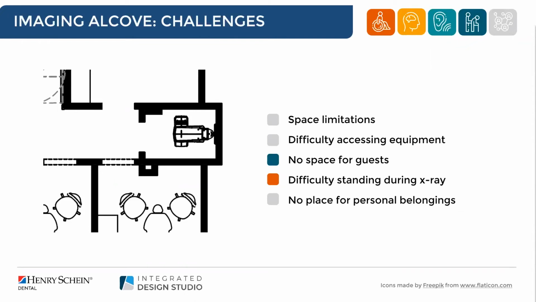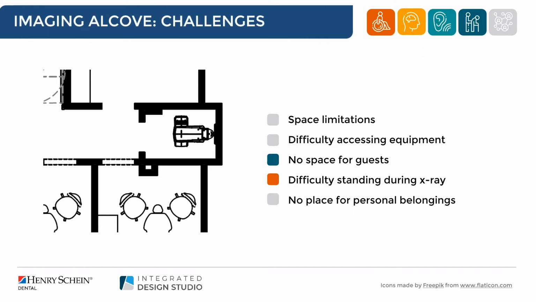When space is tight, the imaging alcove is often crammed into the smallest area possible. This can cause several issues. Access into the room can become minimal. Of course, a small alcove can make it very difficult for someone who uses a mobility device, especially a wheelchair or scooter, to access the X-ray equipment itself. It can also impede on the operator's ability to access the controls.